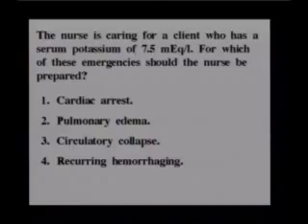Another question for us. The nurse is caring for a client who has a serum potassium of 7.5 milliequivalents per liter. For which of these emergencies should the nurse be prepared? Number 1, cardiac arrest. 2, pulmonary edema. 3, circulatory collapse, or 4, recurring hemorrhaging? And the answer, of course, is number 1, cardiac arrest.